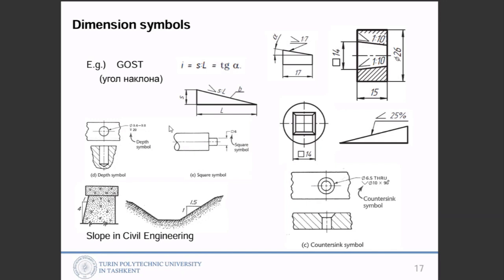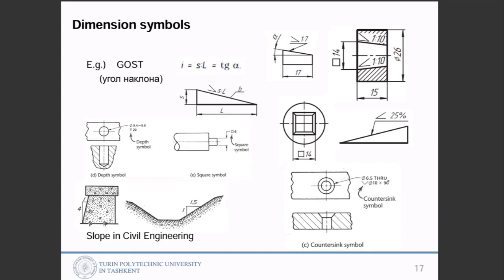For example, here, if you have this kind of shape, and it's shown with a square symbol and then 6, that means this is a square shape, not a cylinder, and the side value is 6 millimeter.